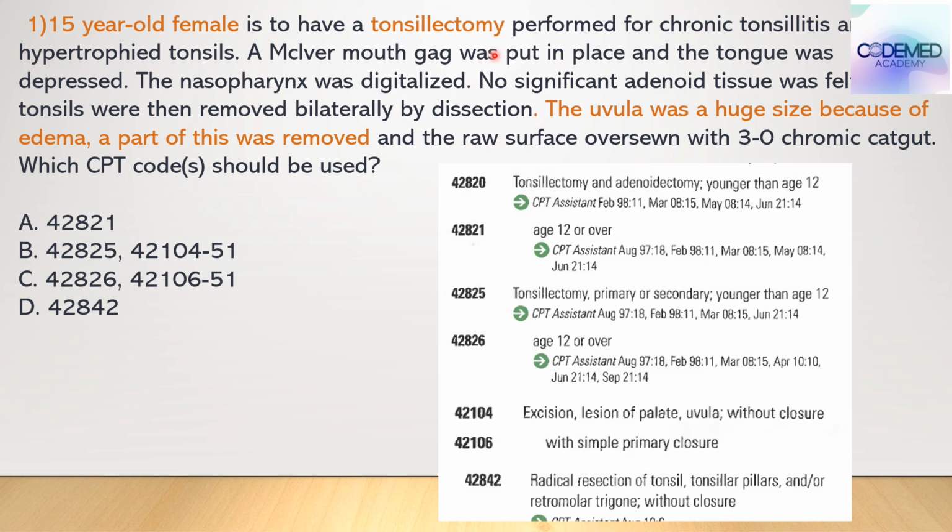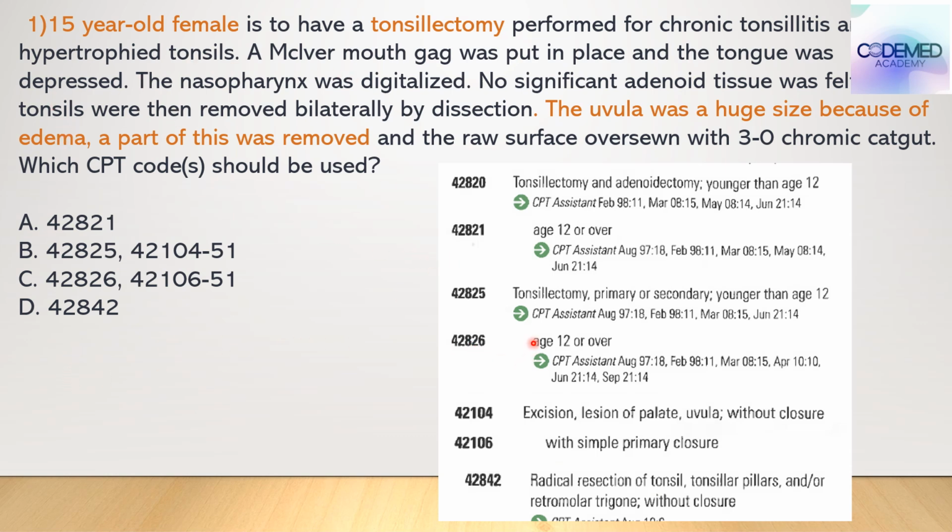There is a chronic tonsillitis, and bilateral removal of the tonsil has happened. But that's not the only procedure that has happened. Along with that, they have removed the uvula. So first thing first, check all these codes. What is the code 42821? It is the indented code which talks about the tonsillectomy, adenoidectomy. In our case, they have not touched the adenoids. What they have done is only the removal of the tonsil.